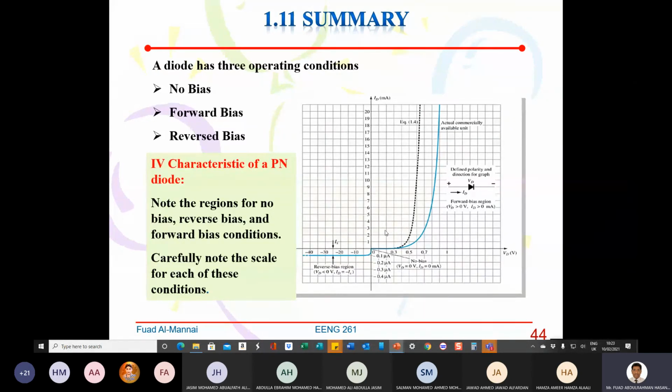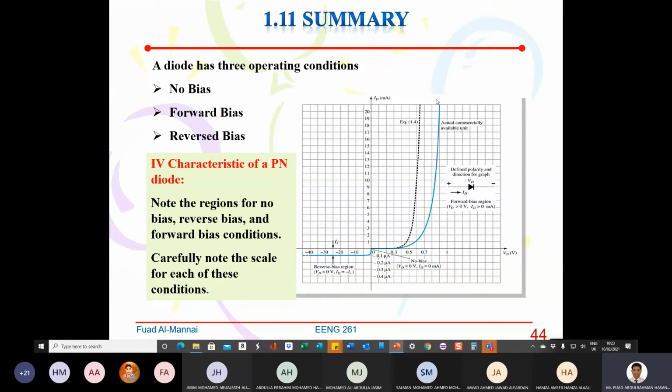Now we mentioned the 3 operating conditions of the diode. As you can see from the IV characteristic of the diode, the origin here indicates that there is no bias. To the right is when the diode is forward bias, when you put positive at the anode and negative at the cathode, and you will get something like this.